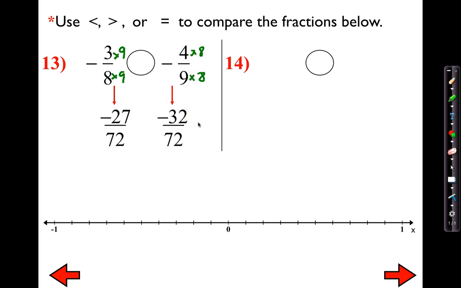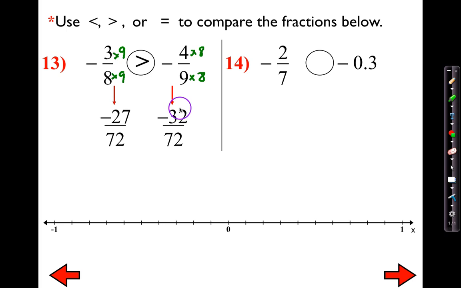Now, some of you may be too quick to answer this question. You may think it goes this way, but you would be wrong. Why? Please remember, the further you move away from 0, the smaller the number gets, which means the higher the numerator, the further you're moving away from 0. So the correct way to write this would actually be that negative 3/8 is greater than negative 4/9. This is the trickiest part because of the negative, so please pay very close attention to that detail. Now let's take a look at number 14.